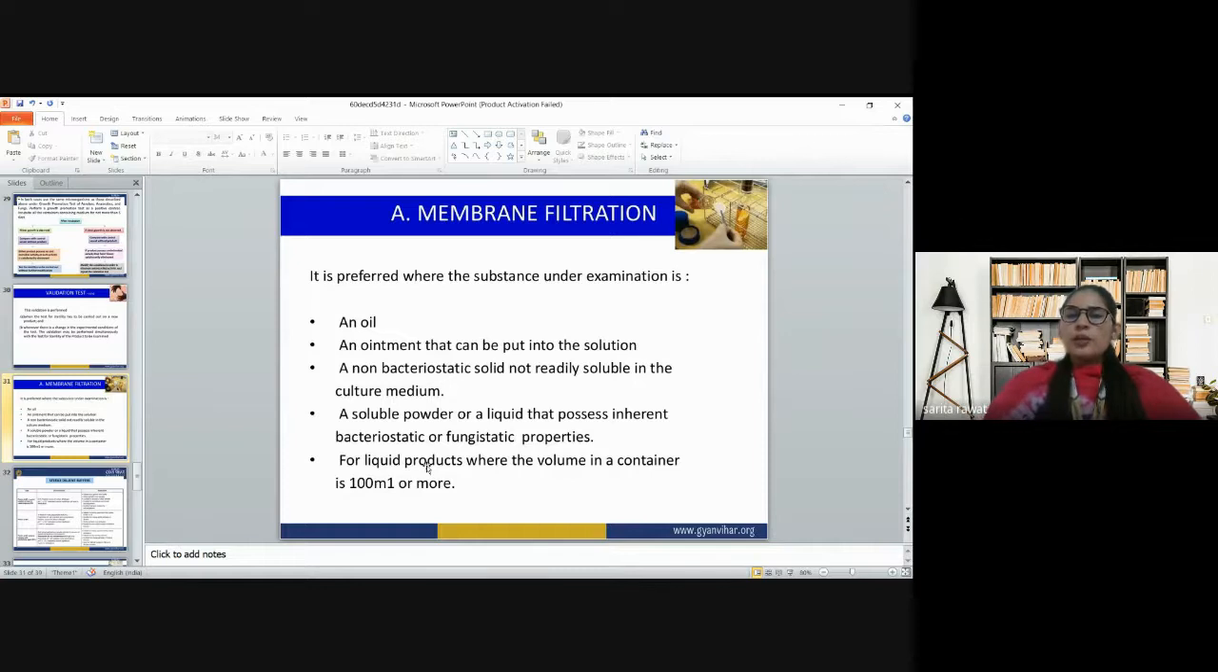Now, if we talk about the membrane filtration test, it is preferred where the substance under examination is an oil, an ointment that can be put into solution, a non-bacteriostatic solid not readily soluble in the culture media, a soluble powder, or a liquid that possesses inherent bacteriostatic or fungistatic properties. It is also preferred for liquid products where the volume in a container is 100 ml or more.